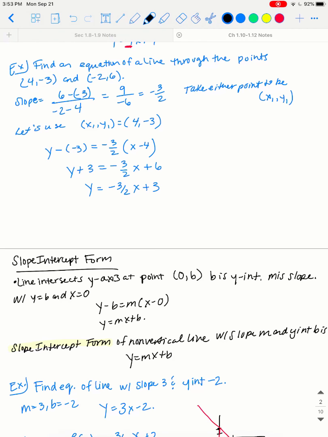So I just have x1, y1, x2, y2. So I solve for my slope. My slope is -3 over 2. And then for our point slope form, you could take either point, 4, -3 or -2, 6, as your x1, y1. So I'm just going to go ahead and use 4, -3. Usually try to choose the easier one. So I have y minus -3 equals -3 over 2 times x minus 4. I solve for y, and I get y equals -3 over 2x plus 3.